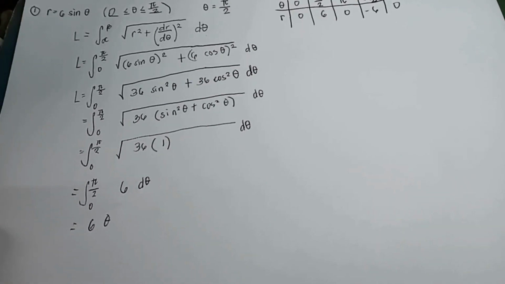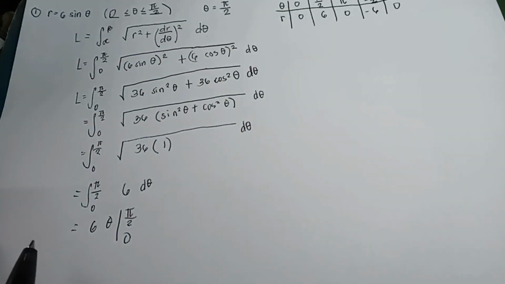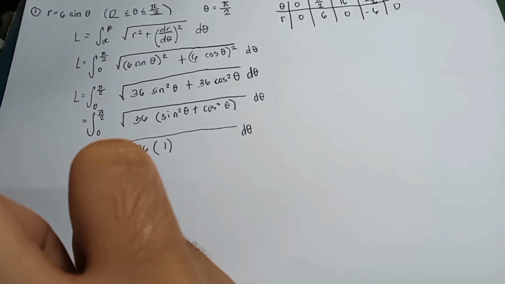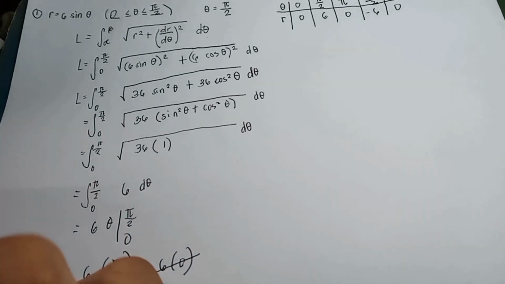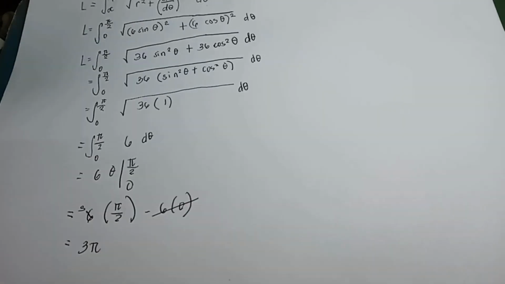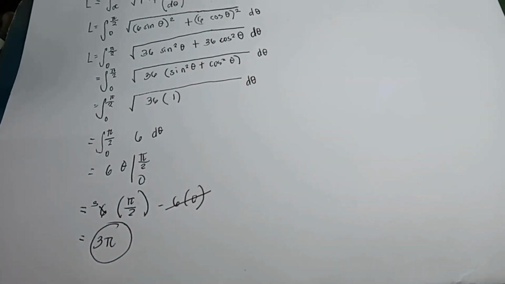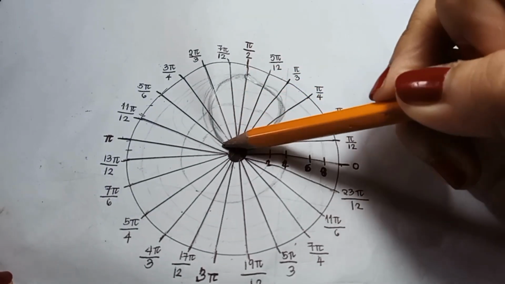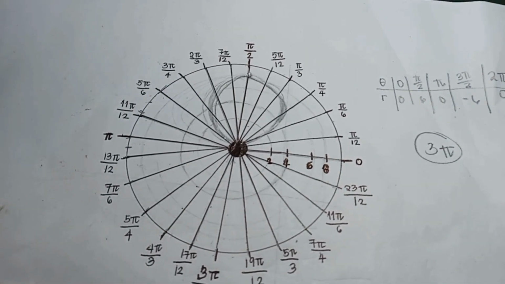So the antiderivative of 6 d theta is 6 theta, and let's evaluate it from 0 to pi over 2. That leads to 6 times pi over 2 minus 6 times 0, and the second term is equal to 0, so we get 3 pi. So the arc length of this polar curve is equal to 3 pi. Let's go back to our graph. The arc length of the polar curve here is equal to 3 pi with a radial distance of 6 sine theta. That's all. Thank you for watching.